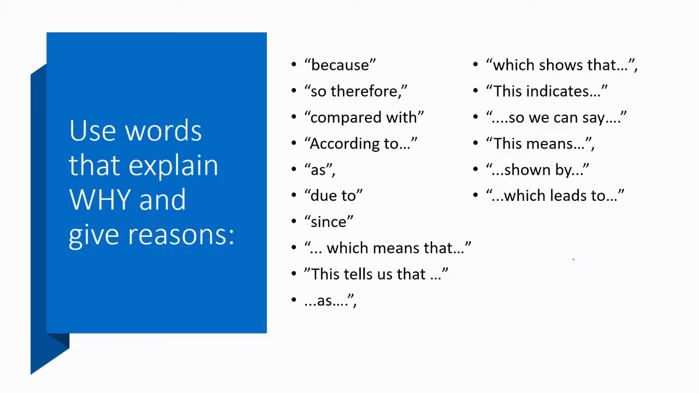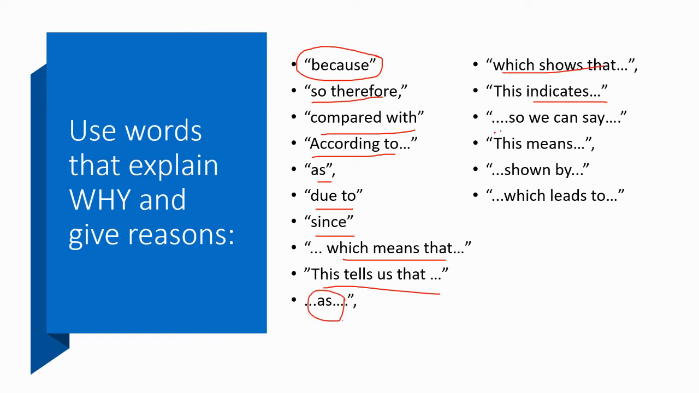Now, these words are going to help you write your discussion well. Because you want to explain why, you need this word because, also therefore, compared with, according to, even little words like as or due to or since, which are just linking up the ideas. Also: which shows that, this indicates that, so we can say that, this means, therefore, shown by, which leads to. So, all of these words help link, and that's what we're looking for in your discussion.